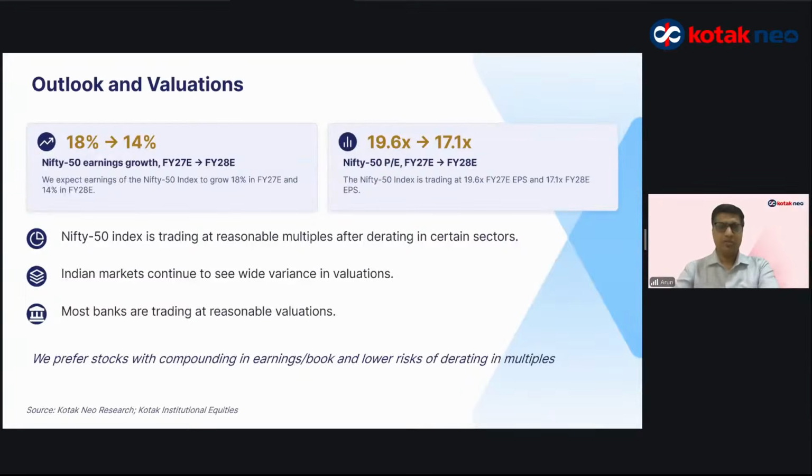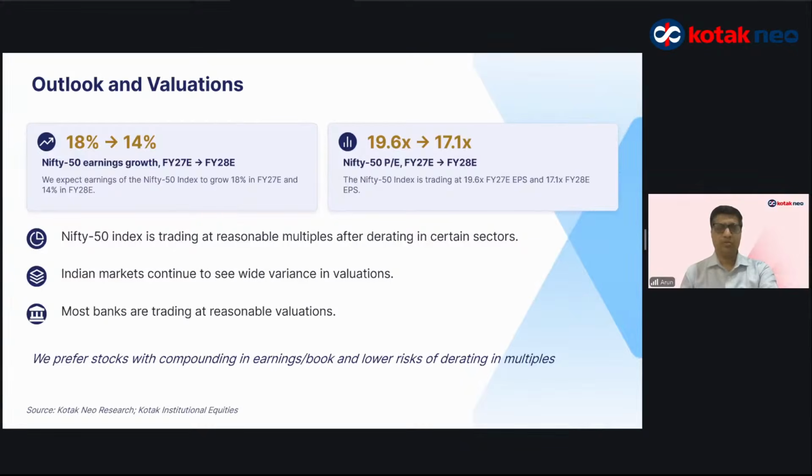Yeah. So this is on the valuation side. Overall, because we have seen a 2-year consolidation, we see the Nifty 50 index trading at relatively reasonable multiples after the re-rating we have seen in some of the sectors. However, there again, between sectors there is wide variance in valuations. We are looking at 18% growth this year and 14% growth next year for the 50 companies of the Nifty. And in terms of valuation, the valuations have moderated. So on FY28 estimates, the Nifty 50 is trading at 17.1 times, which is attractive.